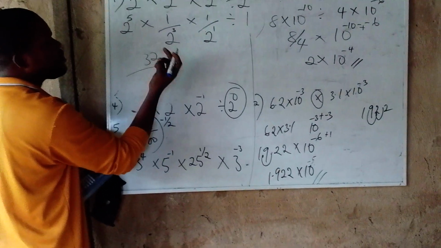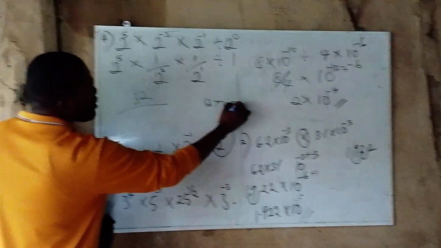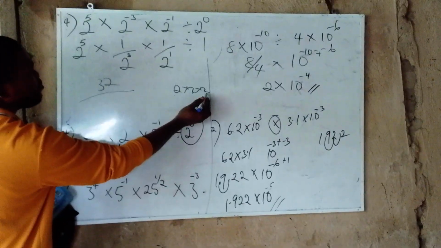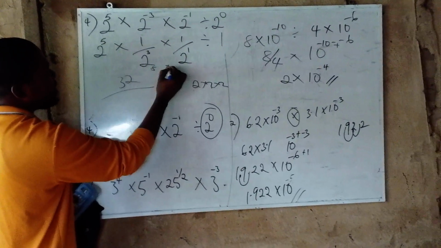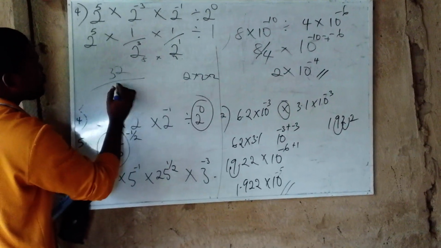2 times 2 is 4. 4 times 2 is 8. That means 2 raised to the power of 3 means 8. That means 8 now. This side is 8 times 2 raised to the power of 1, which is 2. 8 times 2 is equal to 16.